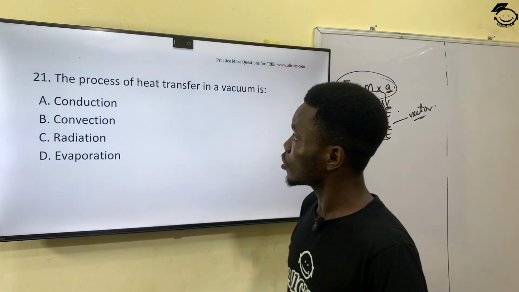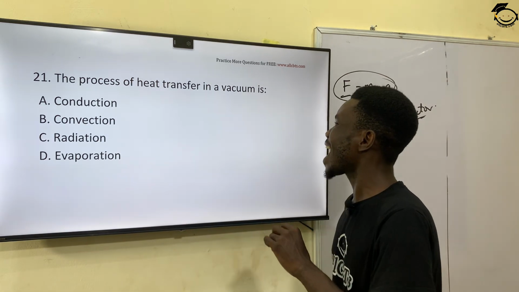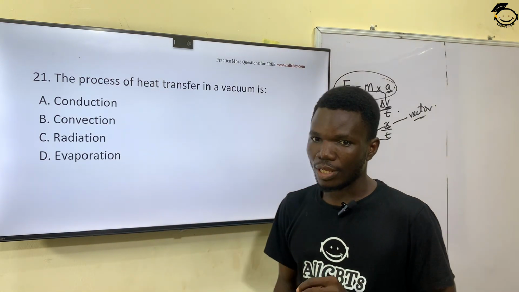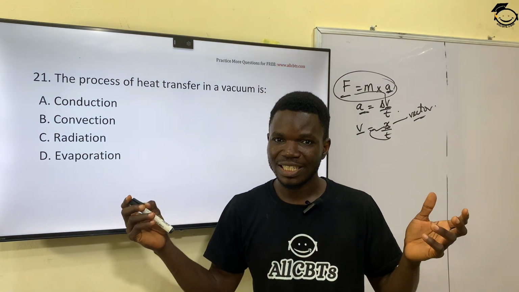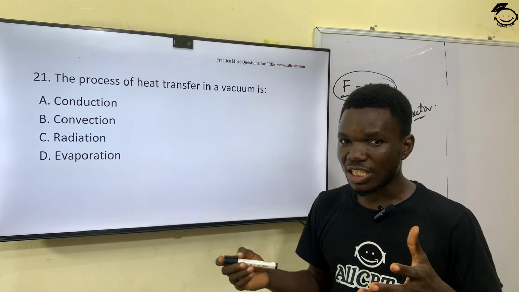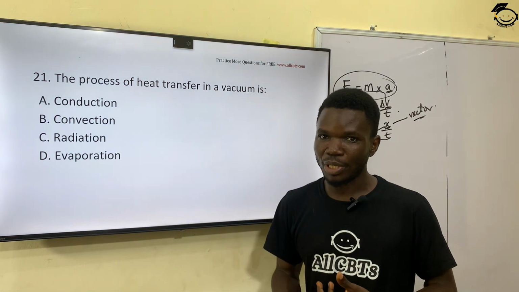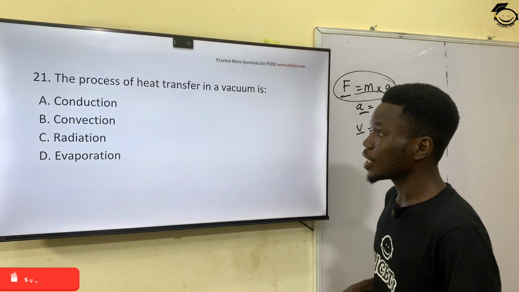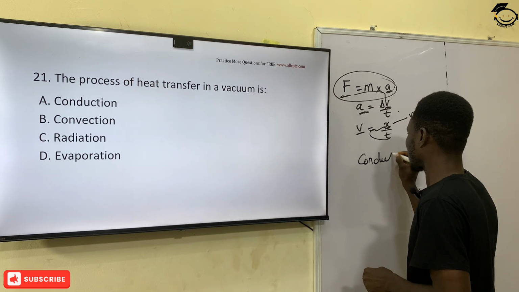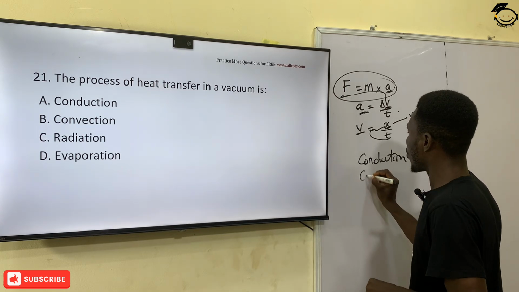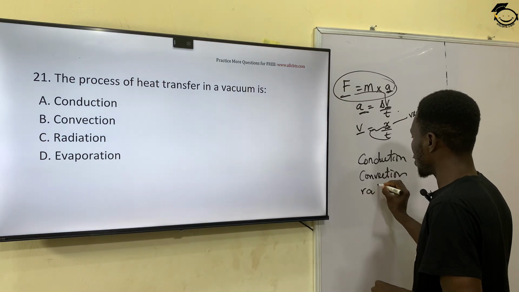So that takes us to question number 21, which says the process of heat transfer in a vacuum is dash. What is a vacuum? A vacuum is free space. So how do you transfer heat in free space? Remember that we have three methods of heat transfer. We have conduction, we have convection, and we have radiation.